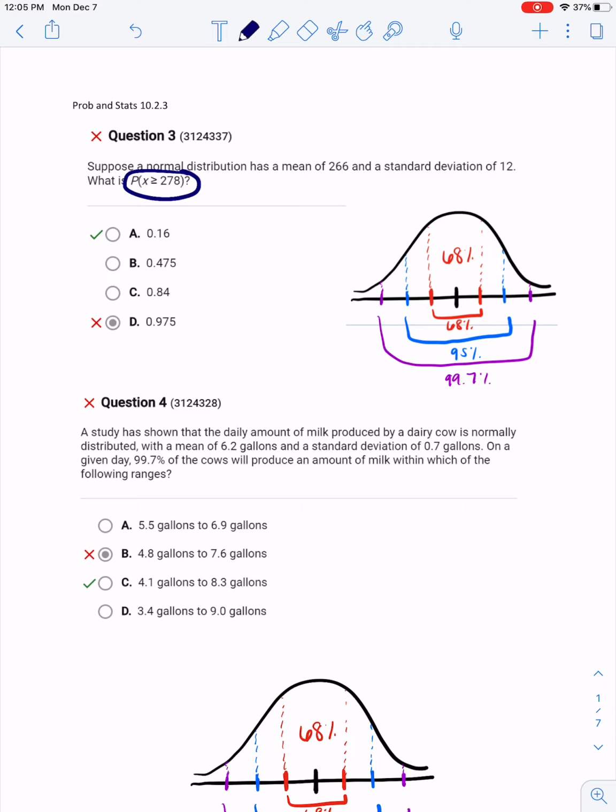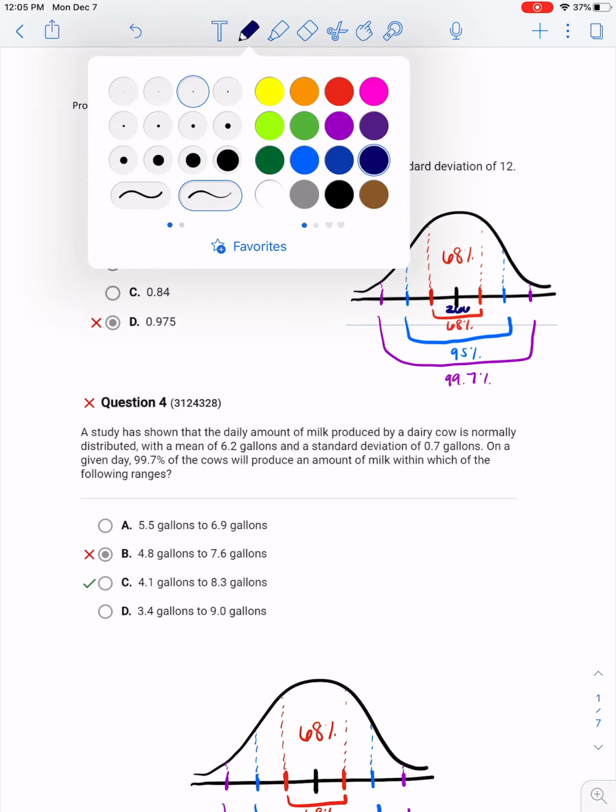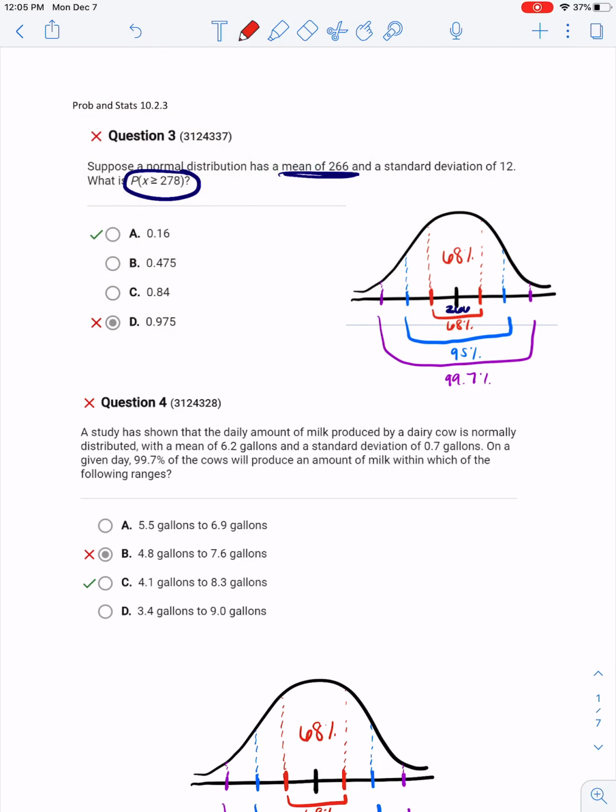Okay, so mean of 266, that number goes in the middle, so 266. And then a standard deviation of 12. That means if I go one notch to the right on my graph, I'm going to add 12. So 266 plus 12 is 278. Or one notch to the left, I'm going to subtract 12. So 266 minus 12, 254.